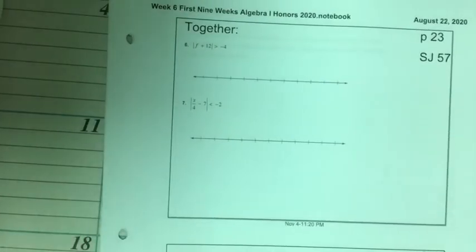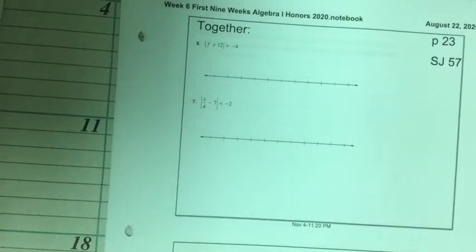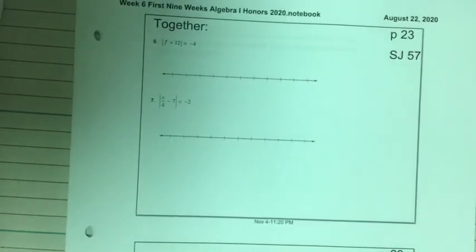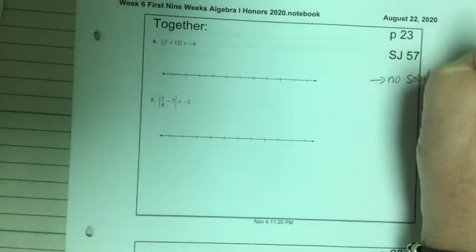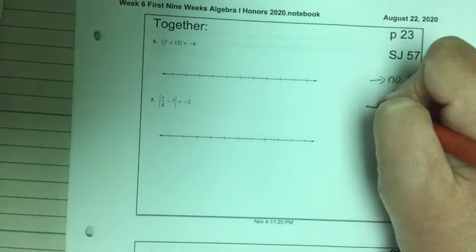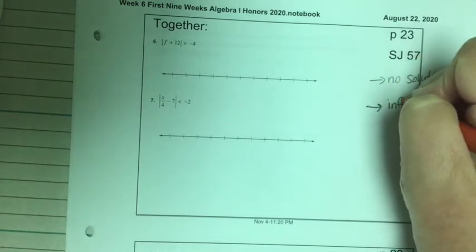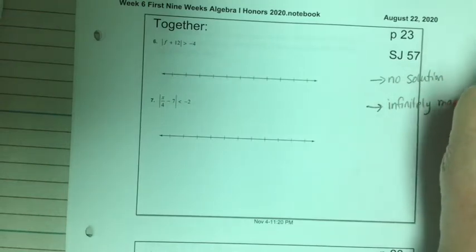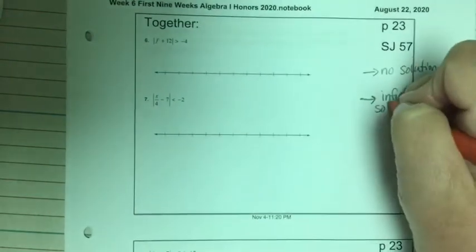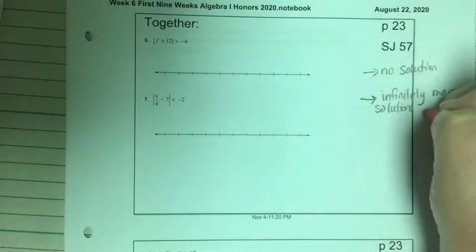Do these two together, because when we did absolute value equations, there was a time that the answer was no solution. And when you do these problems, there's a time when you have an answer of no solution, and then there's a time when you have infinitely many solutions, or I should have written it as negative infinity to positive infinity.